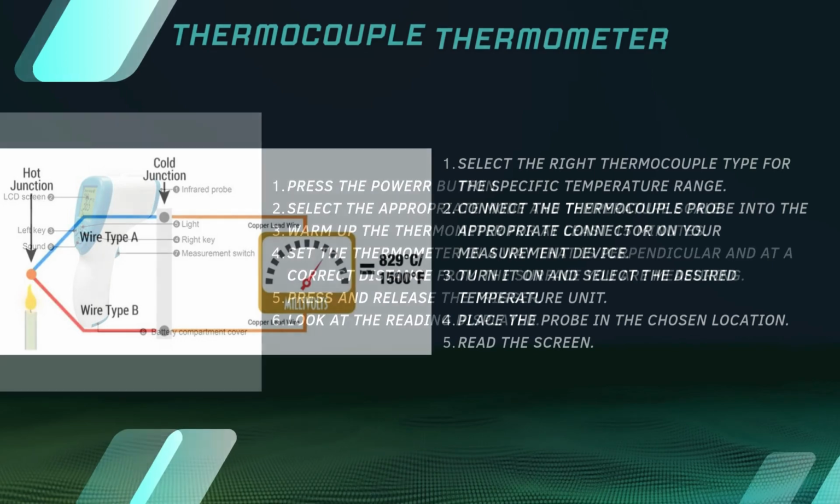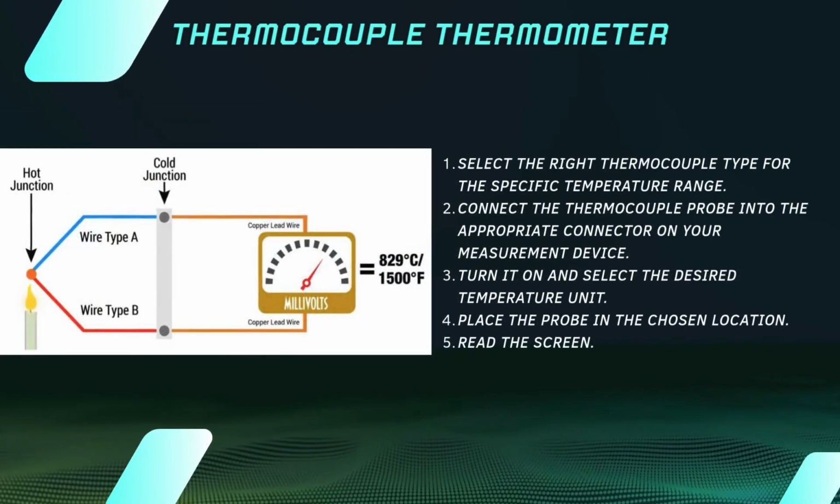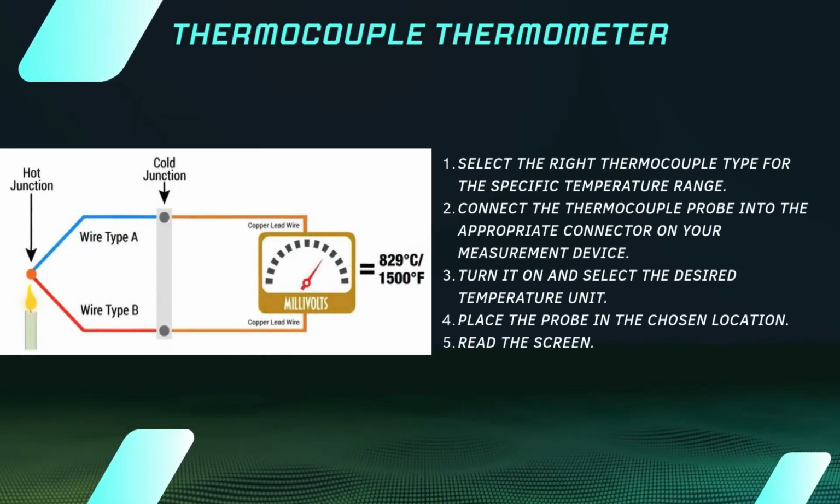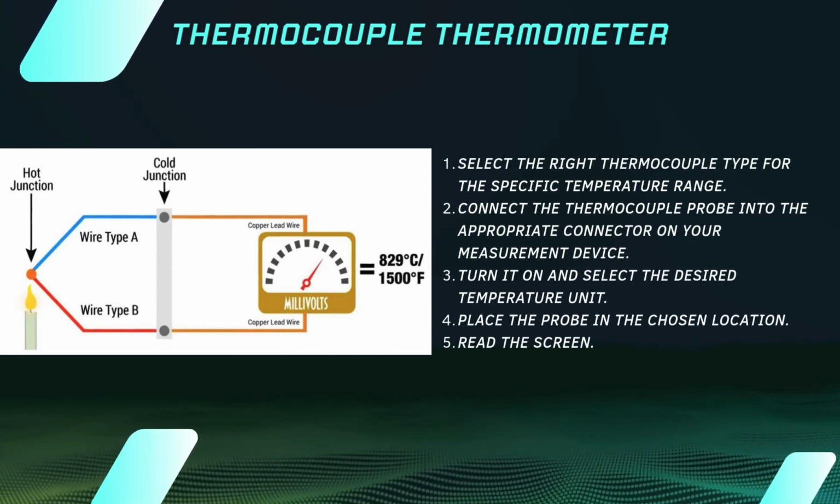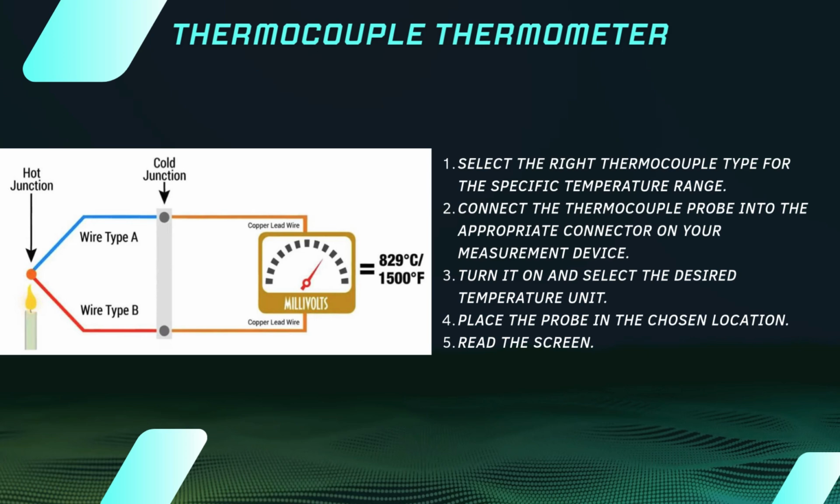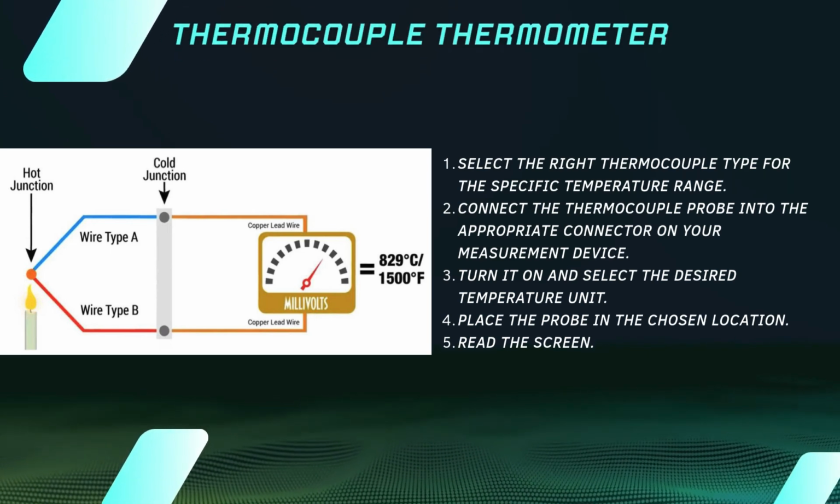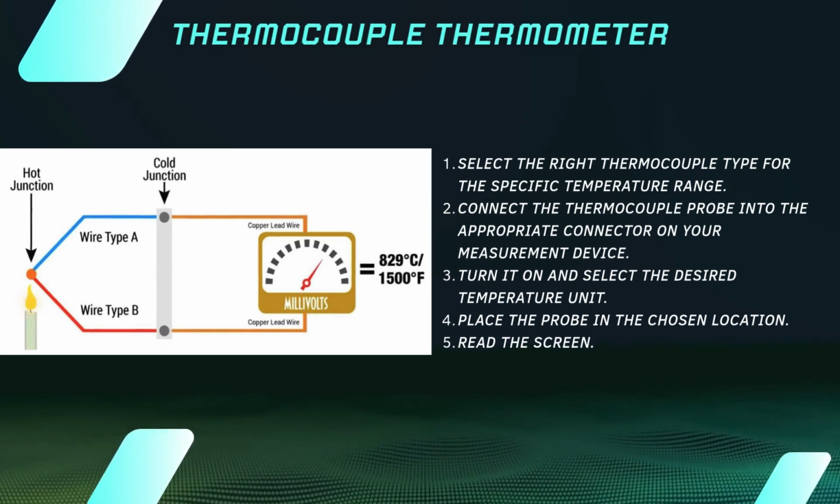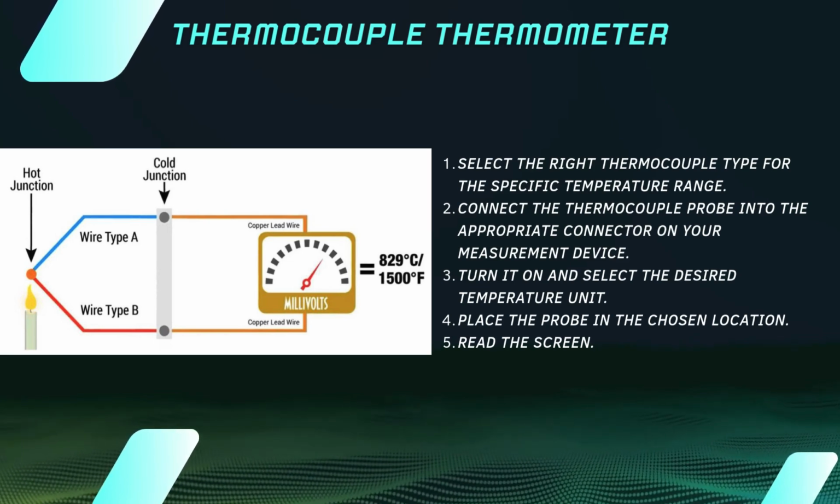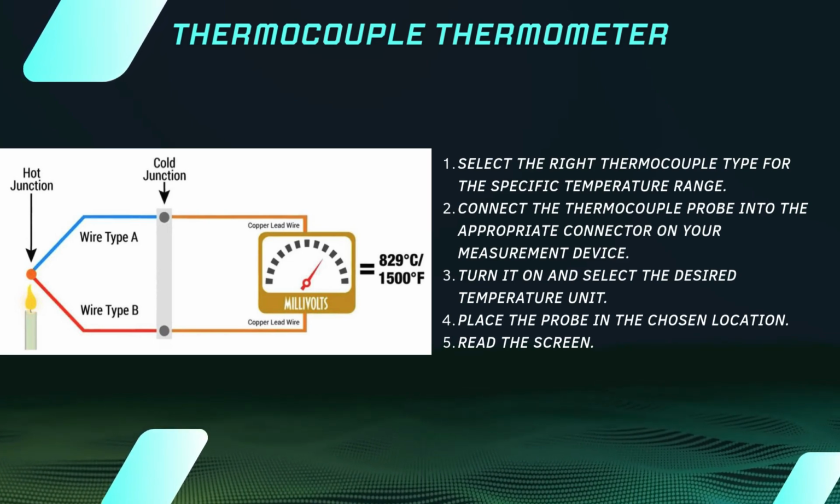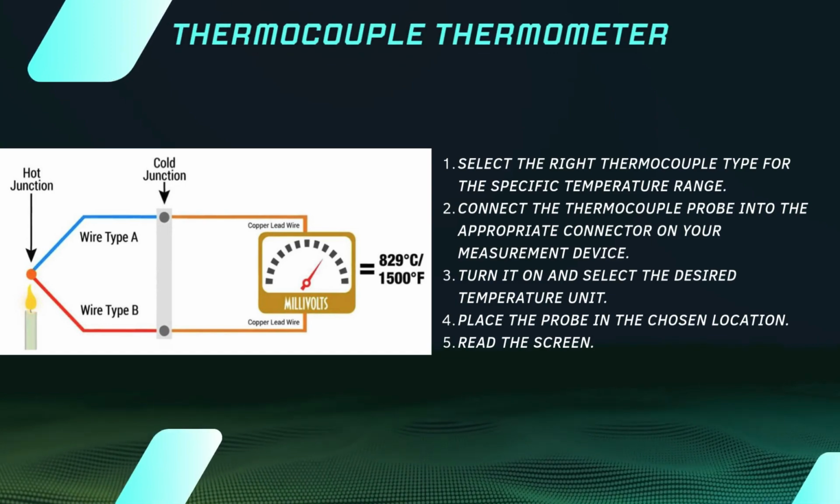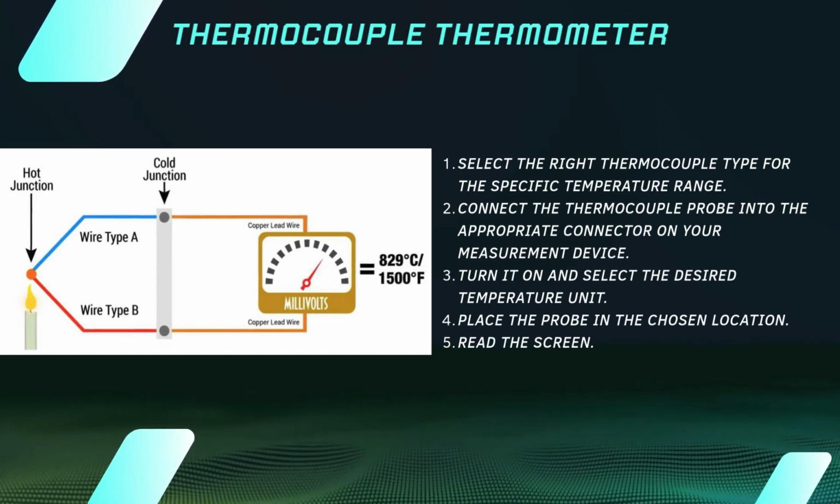readings you would take. For this, select the right thermocouple type for the specific temperature range you will be working with. Connect the thermocouple probe into the appropriate connector on your measurement device, turn it on and select the desired temperature unit. Place the probe in or on the location of the object you are measuring as you would with a digital thermometer. Finally, read the recorded temperature display on the screen.